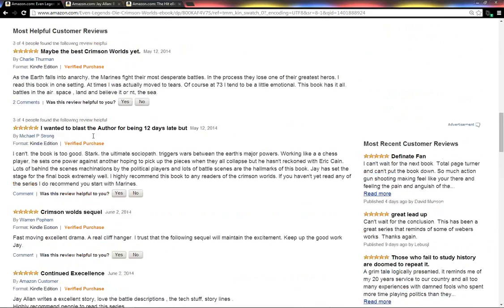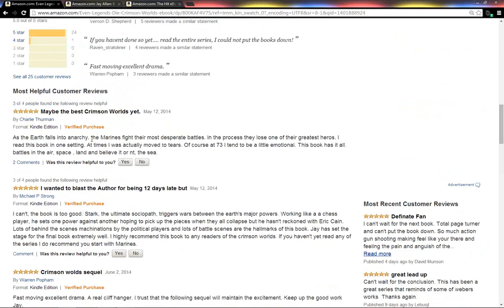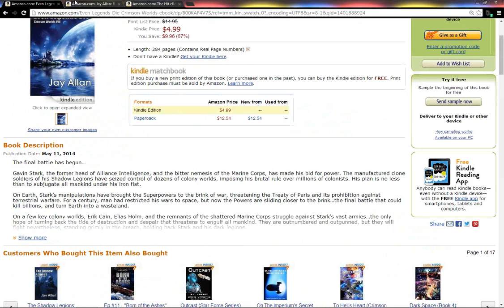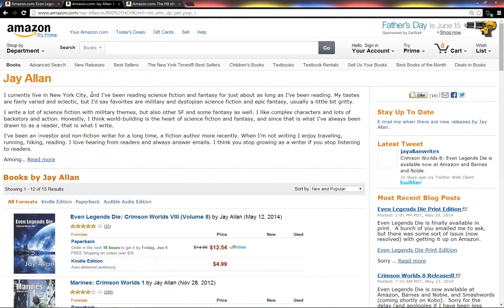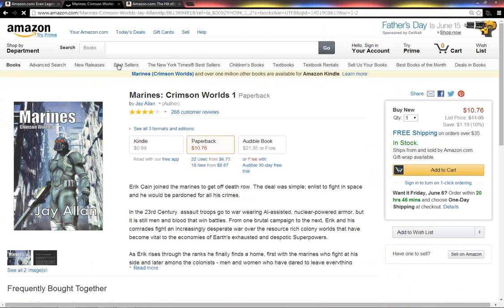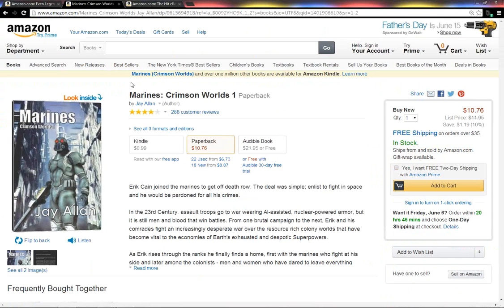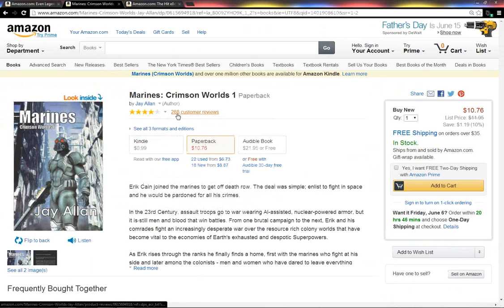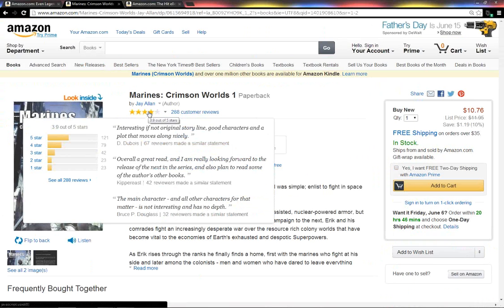Now, let's take a look at what Jay has above the fold. Jay has good reviews above the fold. Actually, I want to look at a different book from him. It's this one. I was looking at it today. So here's the first book in his series. It's called Crimson Worlds 1. And you can tell he's got 288 customer reviews, which is fantastic. An average star rating of 4 stars is good. He's got a pretty good histogram, a pretty good distribution of ratings.